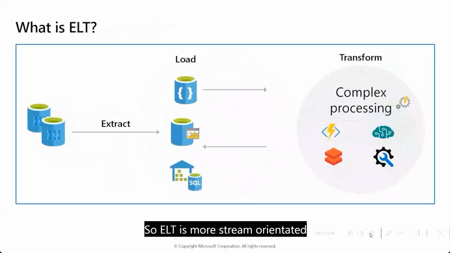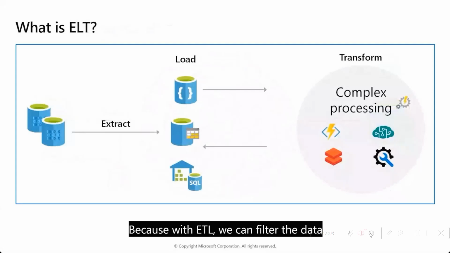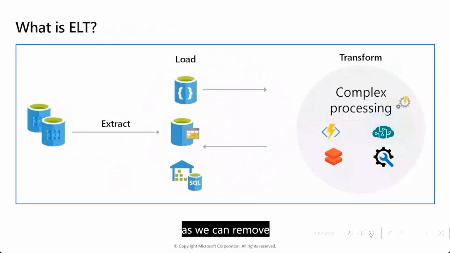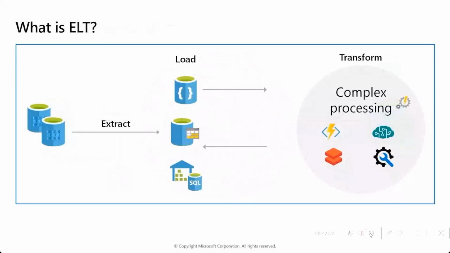So ELT is more stream oriented than ETL because with ETL we can filter the data before it's stored, which is good for data privacy and compliance, as we can remove any sensitive data before we store it. However, with ELT, we can't do that because we load the data before we transform it and process it.